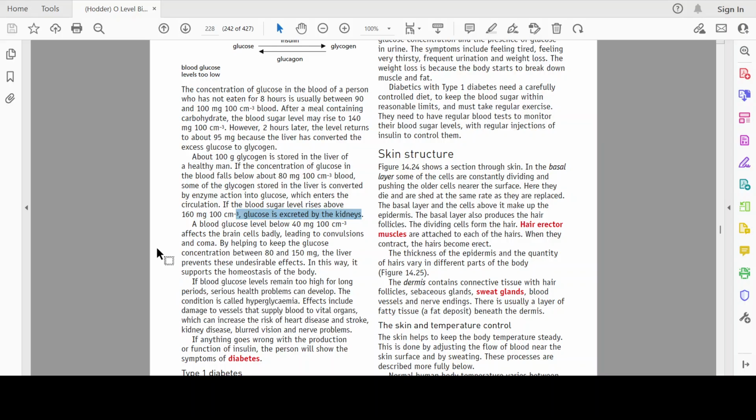If there's too much, because you only have about 100 grams of glycogen stored in the liver, anything beyond that is converted to fat, and that's why people who overeat gain weight. So that's the fat accumulating. If it gets to the point where the body is not able to convert it and it's being excreted in the kidneys, that means things are wrong inside the body.